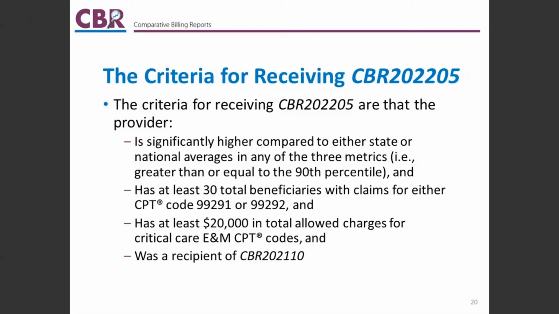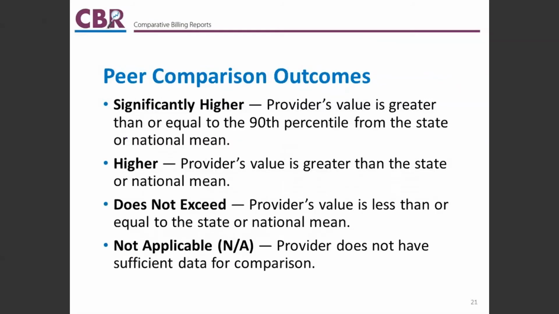Let's look now at the outcomes that could come from each comparison of the metrics. All four outcomes are listed here. These outcomes are the basis of the comparisons made regarding the provider's billing patterns and those of their peers. The four outcomes that can come of each metric analysis are: significantly higher, which means the provider's value is greater than or equal to the 90th percentile from the state or national mean; higher, which means the provider's value is greater than the state or national mean; does not exceed, which means the provider's value is less than or equal to the state or national mean; and not applicable, which means that the provider does not have sufficient data for comparison.